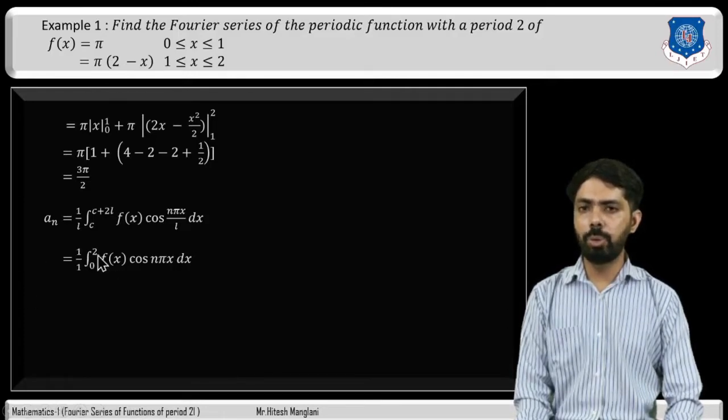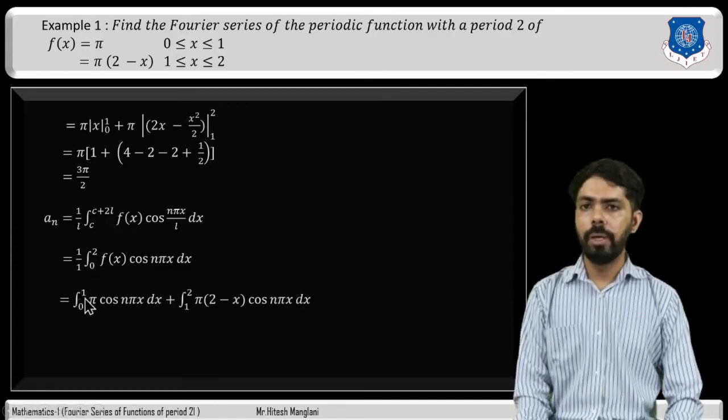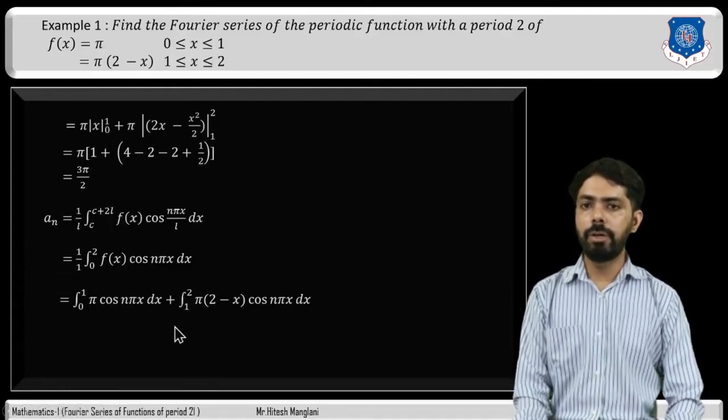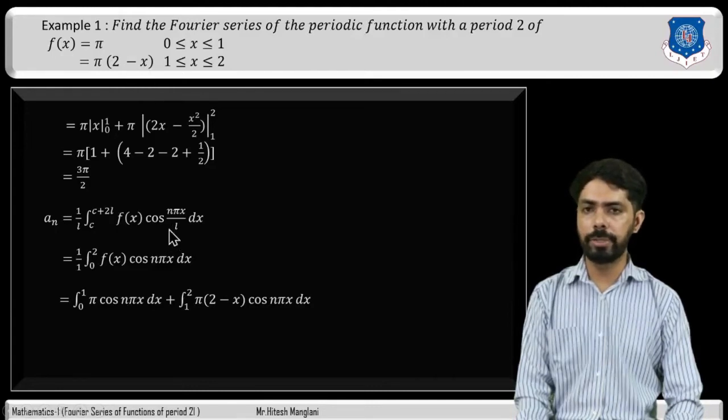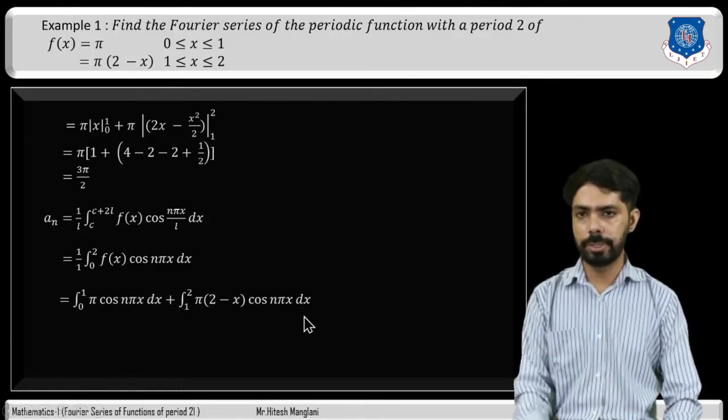Their limit is 0 to 2 because we have to find the Fourier series of the function from the interval 0 to 2. Now here integration 0 to 2 of f of x cos n pi x dx is divided into integration 0 to 1. Now for this limit the value of the function is pi, so we will replace f of x by pi. So pi into cos n pi x dx plus integration 1 to 2. For 1 to 2 the value of the function is pi into 2 minus x. So it will be pi into 2 minus x into cos n pi x dx.